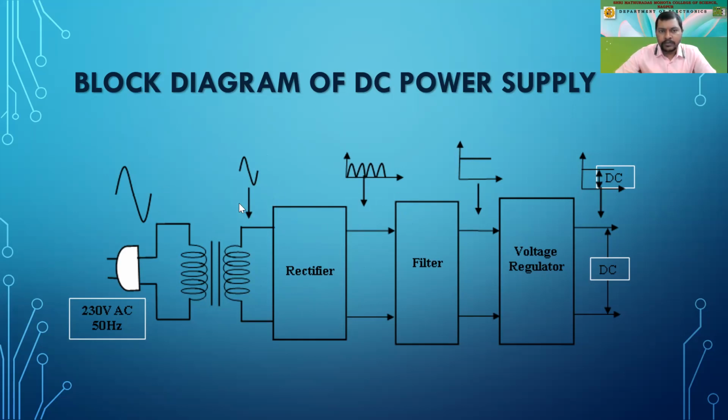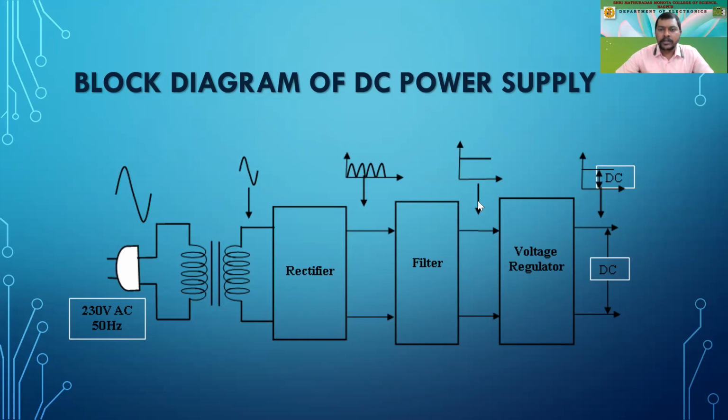So the conversion of this AC into a DC, the circuit where it is done is called the rectifier circuit, right? So we are employing a filter over here.